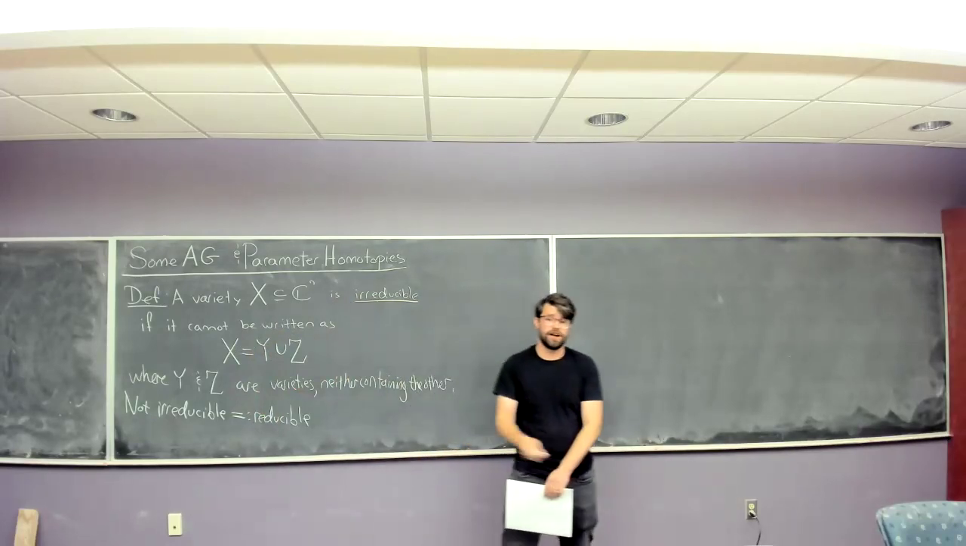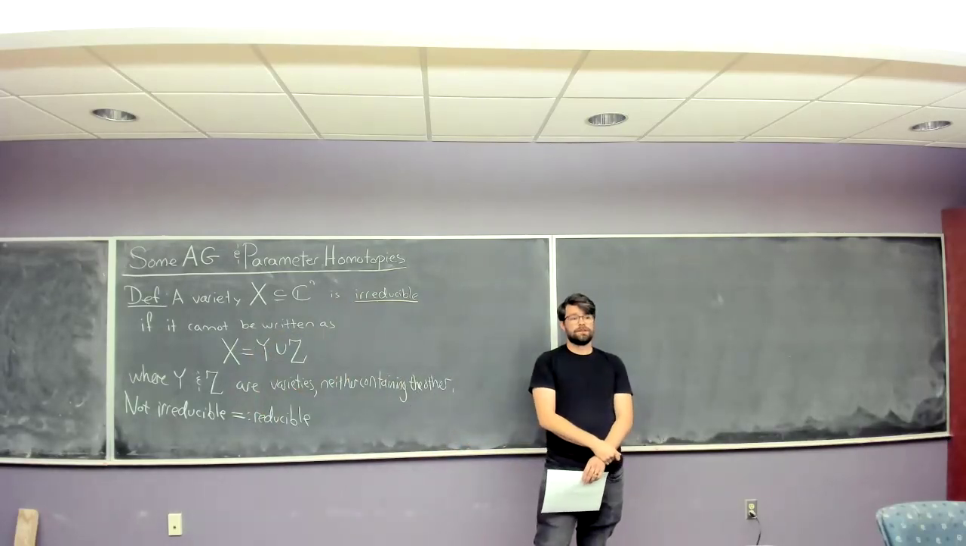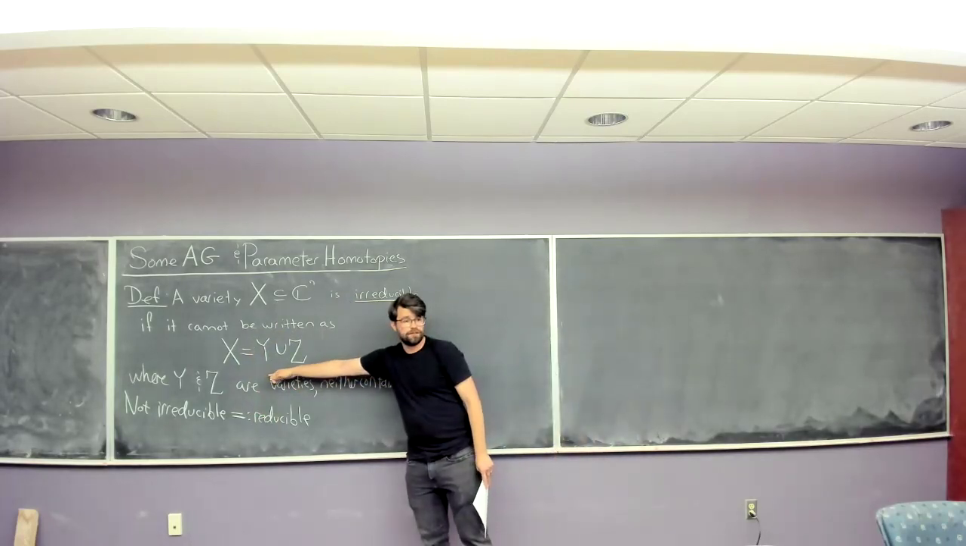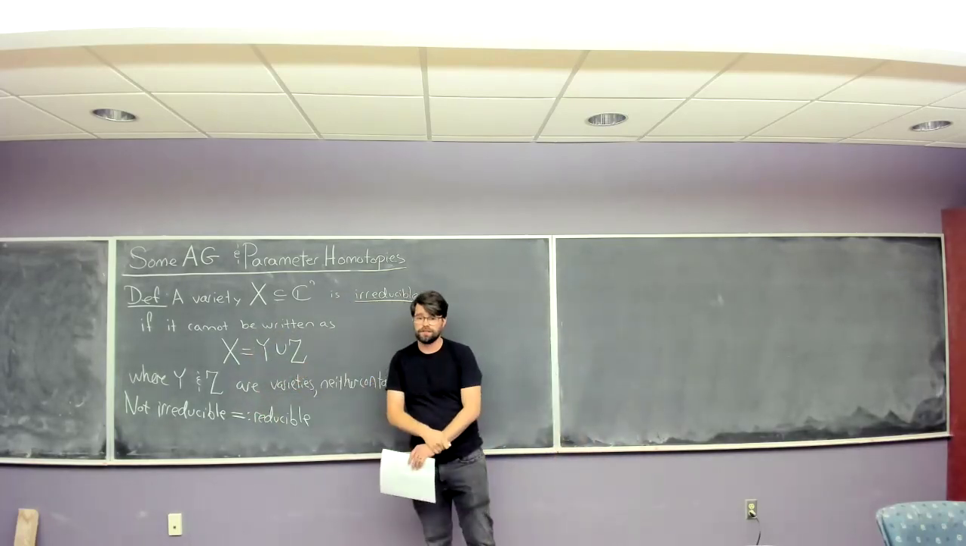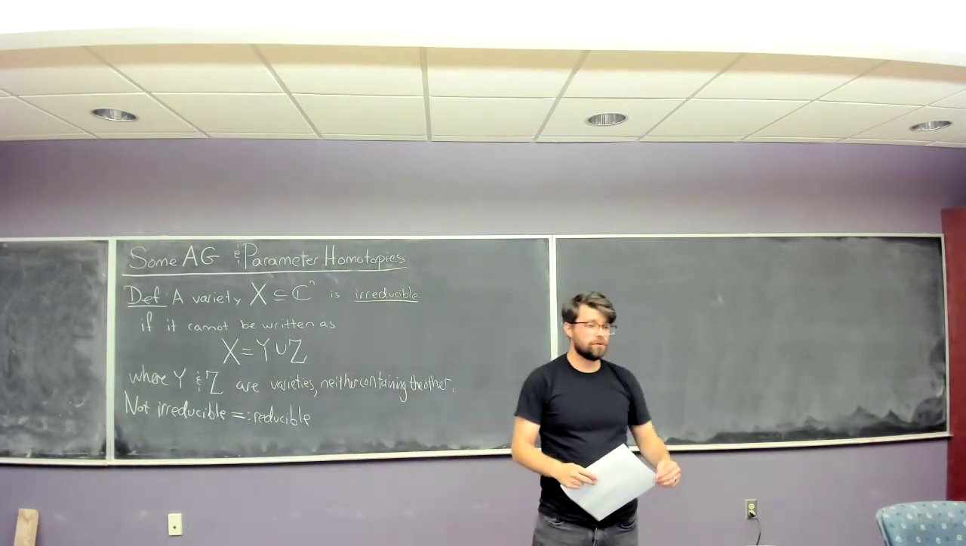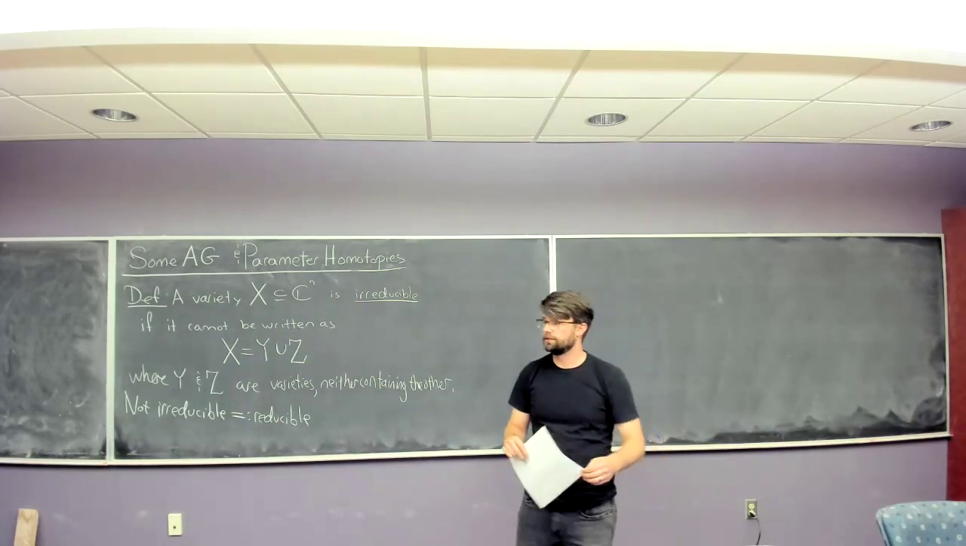So how do I show something's a variety? I would have to, yeah, exactly. I would have to find polynomial equations which cut out Y, polynomial equations which would cut out Z. Right? So those would be the tasks I would have to go through to prove something like that.